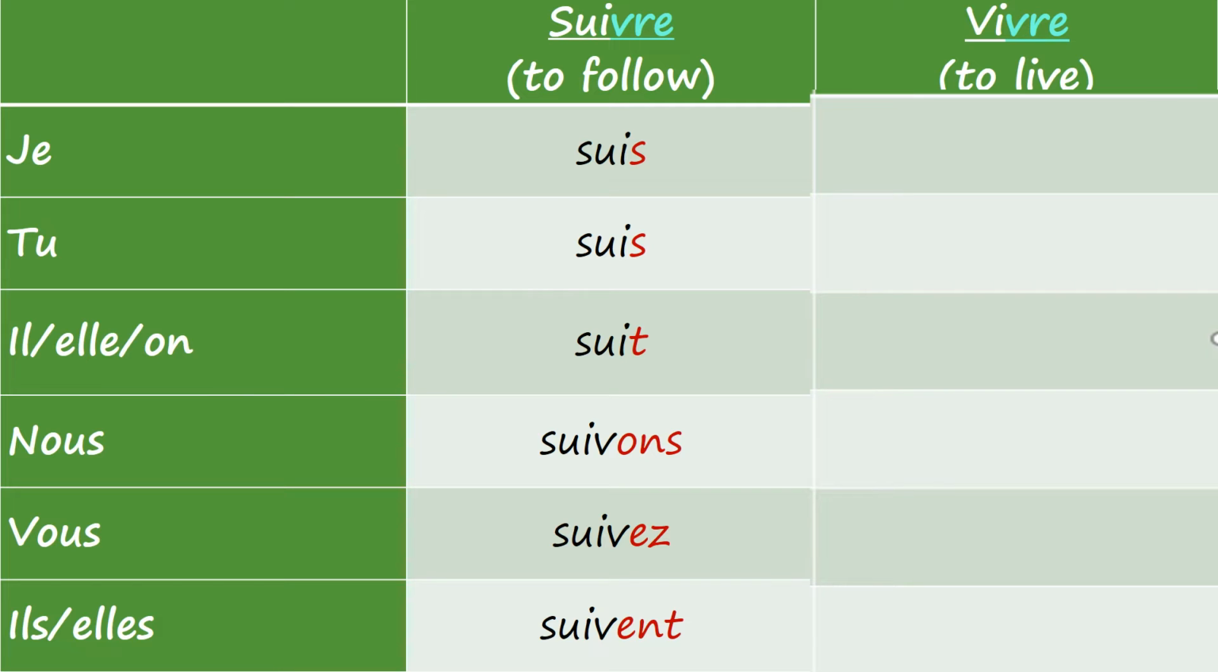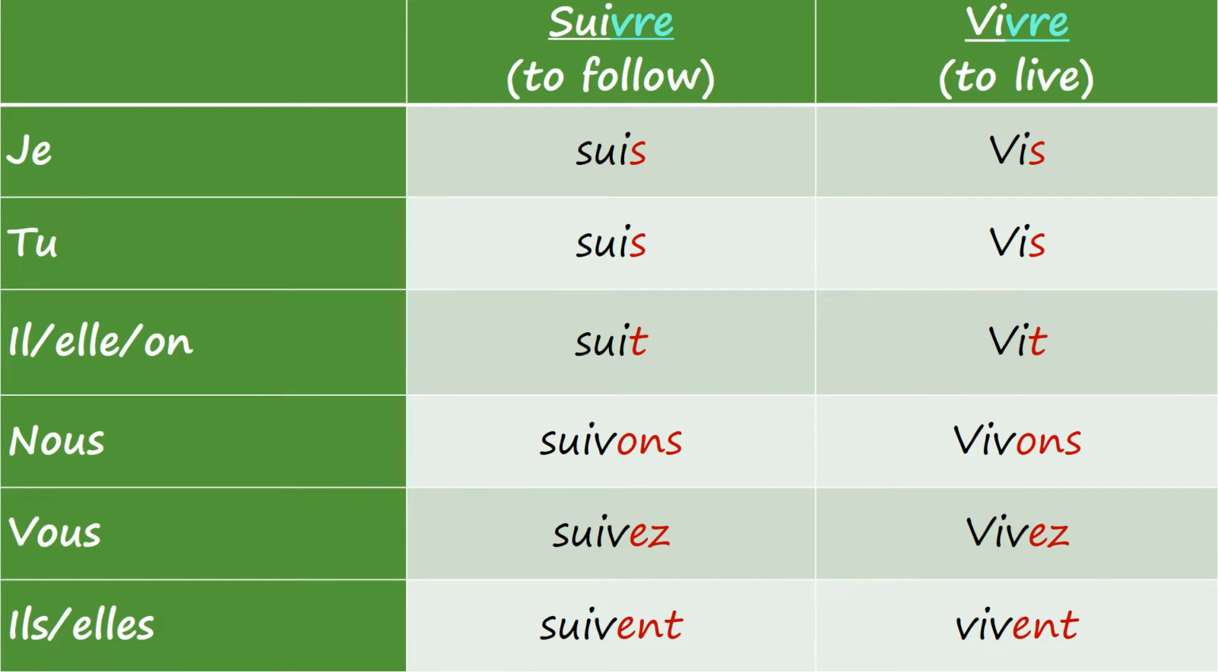Then the verb vivre. I would suggest you take a pause here and try to conjugate the verb by yourself. It is the same way we do it. And then you can see the answers. Bon, so here is the answer. Je vis, tu vis, il or elle vit, nous vivons, vous vivez, ils or elles vivent.